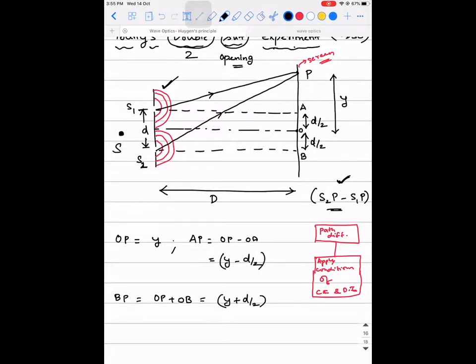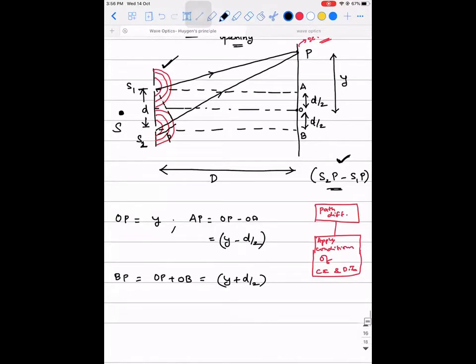Okay. Since I need S2P minus S1P, it is not directly possible for us to find out because we don't know the angles here. If I need, maybe I can drop a perpendicular and find out. So this is the extra path difference, I can say. This is the extra path traveled, which is called the path difference. But the unfortunate thing here is it is not that easy for us to calculate angles. So whenever we need distance, we should start looking at right angle triangles.